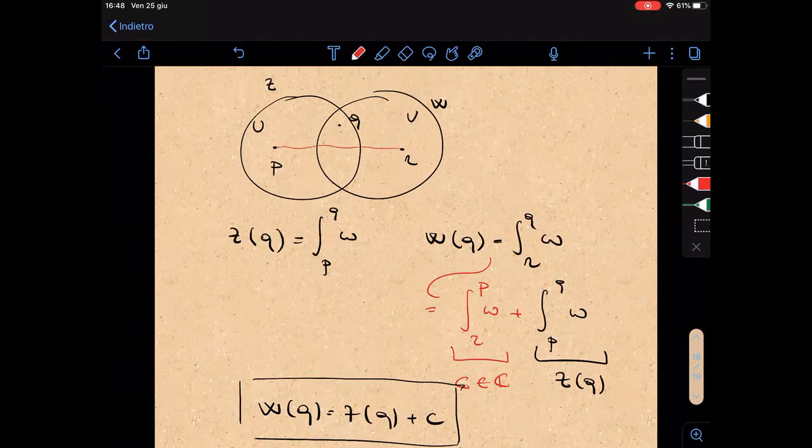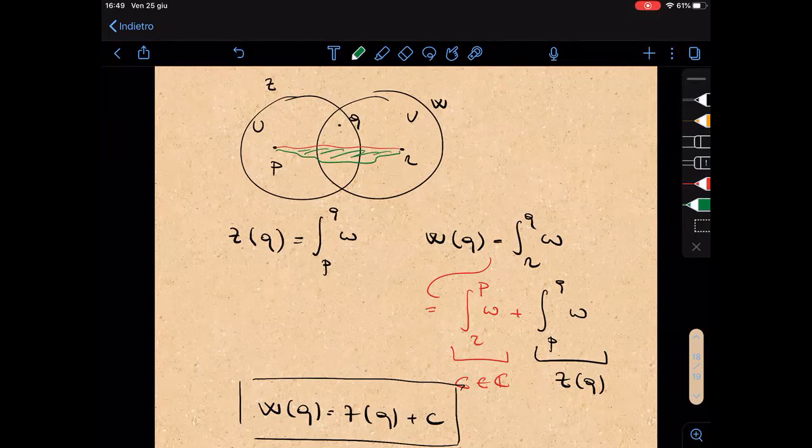Okay, so you can assume that the union of U and V is simply connected, up to shrinking this set. You shrink the open sets, and you assume that the union is simply connected. And then if you choose another path joining them, even these are simply connected, so the two values agree.